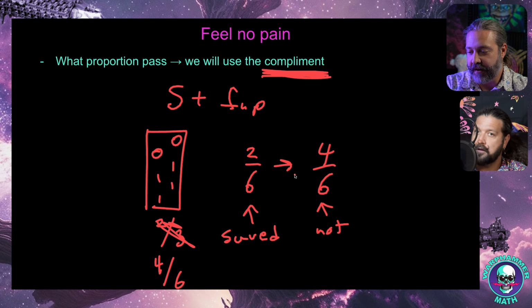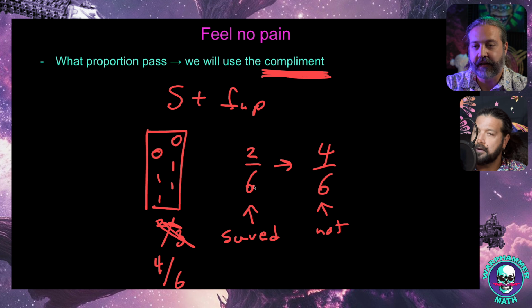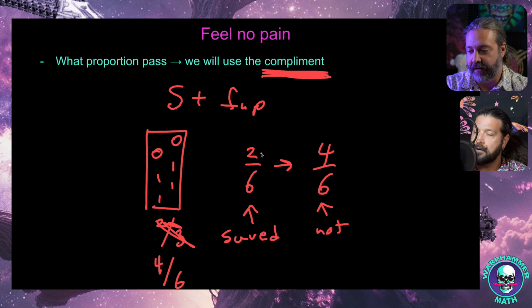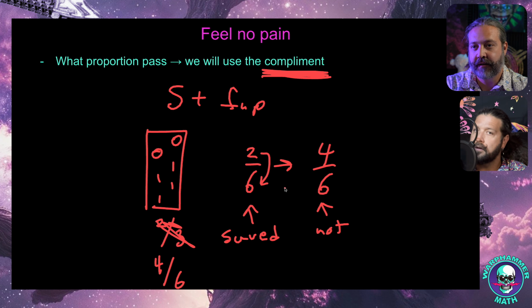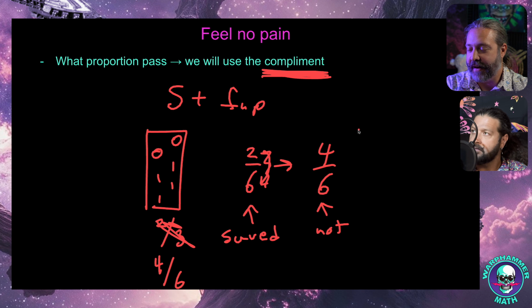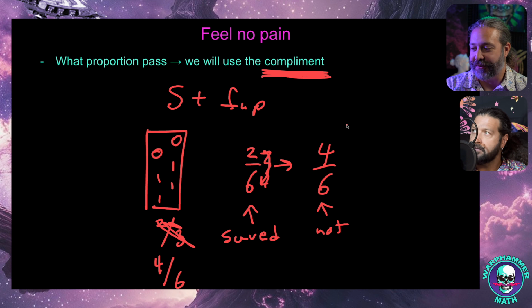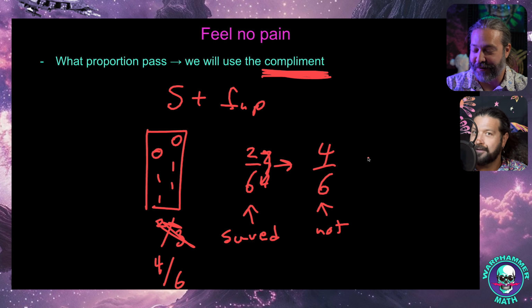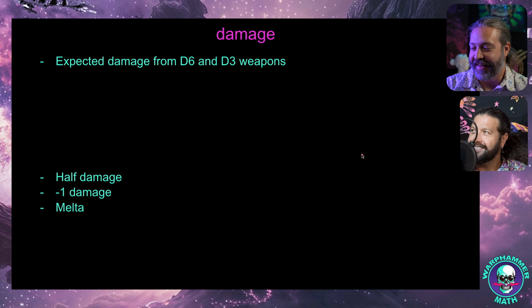The easy way I usually think of it is, if I have a number like 2/6 and I want to know the complement, I just think, what do I have to add to this top number to get to the bottom number? 4. Right. So we'll move past that. I just wanted to make sure we were comfortable with this whole complement idea, because it matters for feel no pains and it matters for saves.